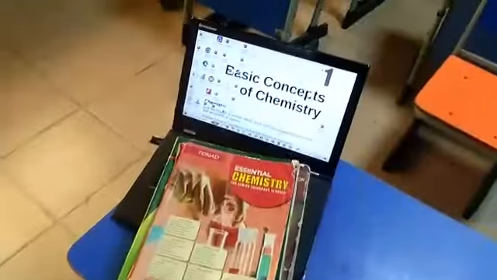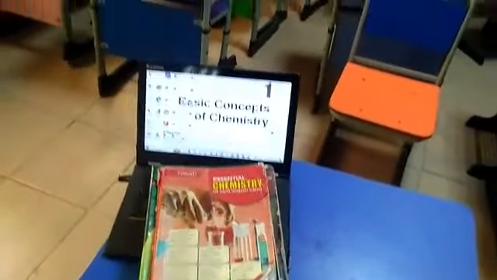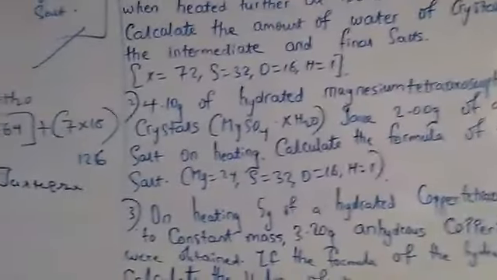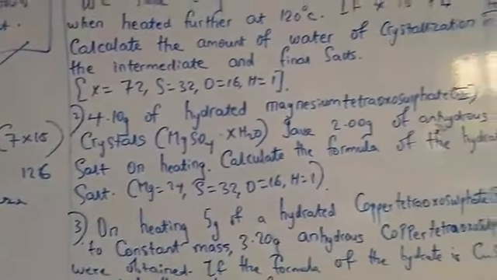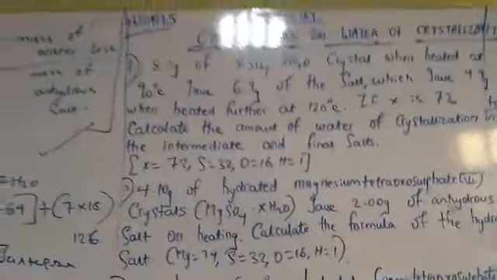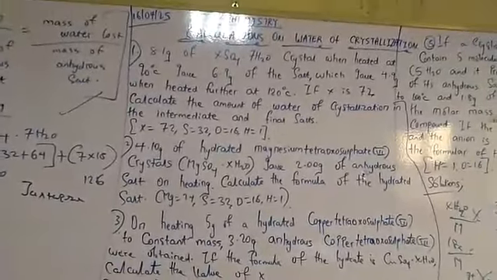Now, today's class is a very easy one. I want to continue from where I stopped in my previous video. We spoke about calculations on water of crystallization. And from calculations on water of crystallization, I said that 8.1 gram of XSO4.7H2O. Now, this is the expression I was talking about.